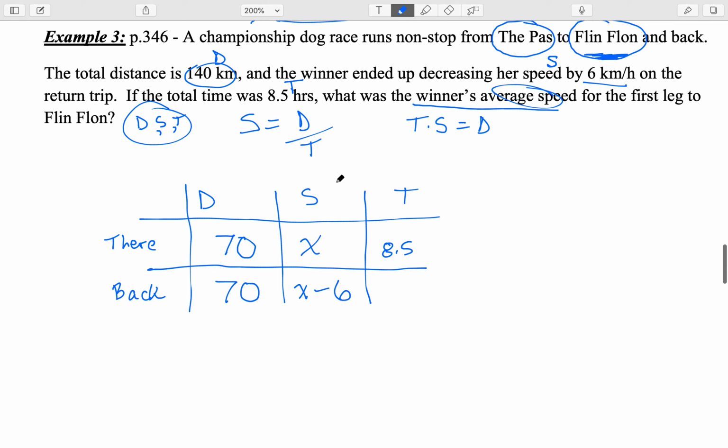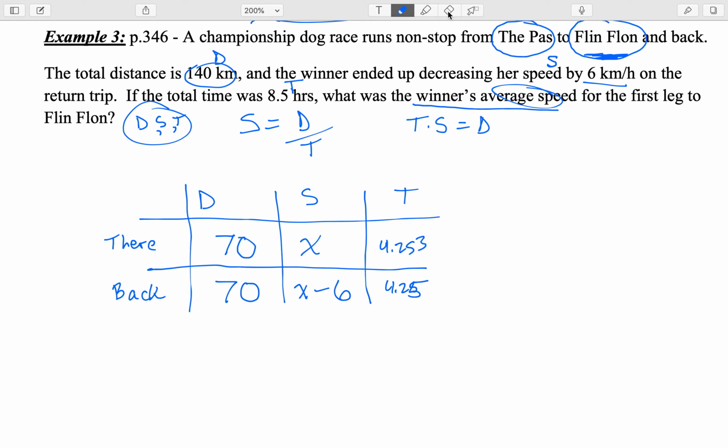No, it's not, because it says the total time. So does that mean this is going to be 4.25, half and half? 4.25 and 4.25 would be easy to remember, but it's not. You're doing two different speeds, so it can't be the same time. Coming back, you're going slower, so this time should be bigger. So this is probably more like 5 and 3, but this one's got to be bigger.